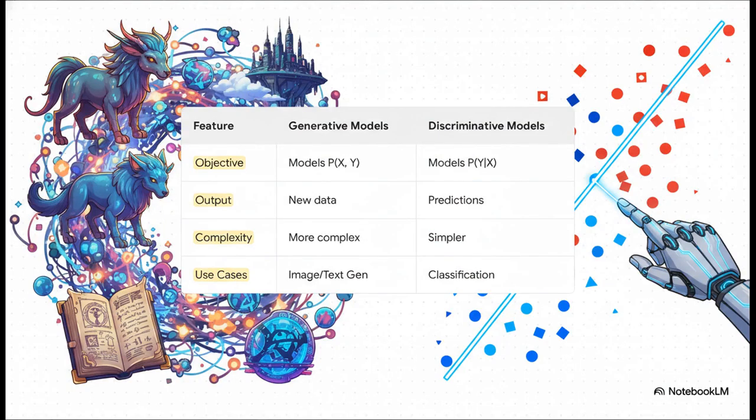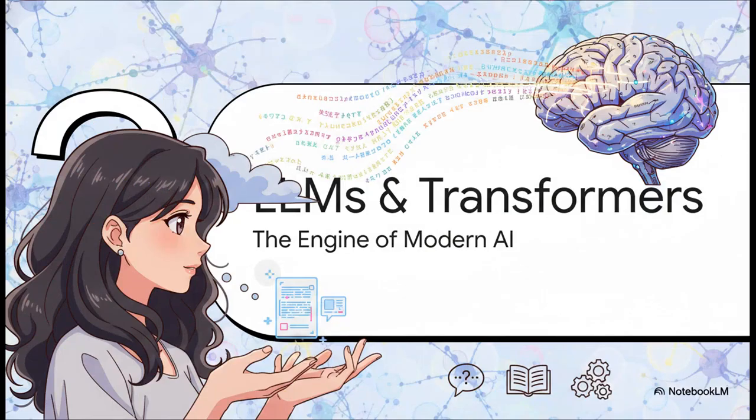And when you lay it out like this, the trade-offs become super clear. Generative models, they're just inherently more complex because they have to understand the entire data distribution. Discriminative models are way simpler and often a lot more efficient for just pure classification tasks because, well, they only have one job: find that dividing line. So, the AI we all interact with every day, from ChatGPT to Claude, it belongs firmly in that powerful generative camp. They create things.